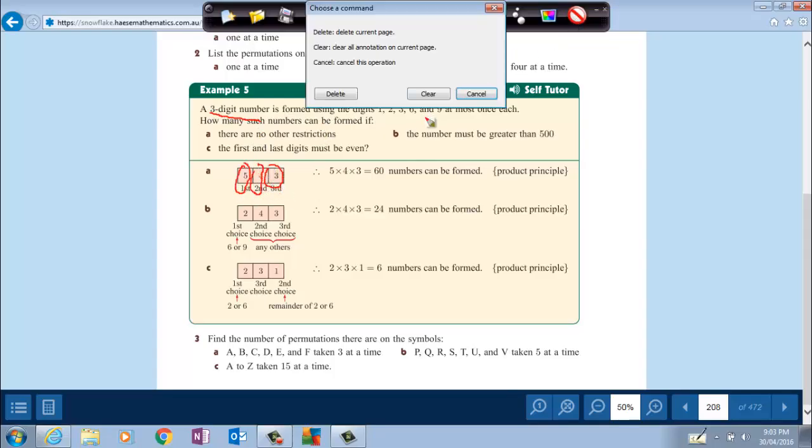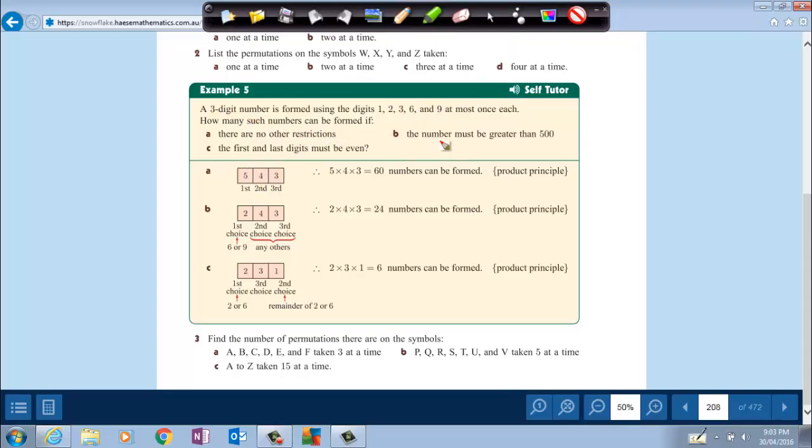But sometimes you have certain constraints, like in B it says the number has to be greater than 500, in which case the first one can be 6 or 9, so it'll be 600 and something or 900 and something, because you can't have 100, 200 or 300. So there are 2 possible numbers to pick for the first choice. Because you've used 1 number up, that means there's 4 numbers remaining, and then when you use that up there's 3 numbers remaining, so if you multiply them you get 24.